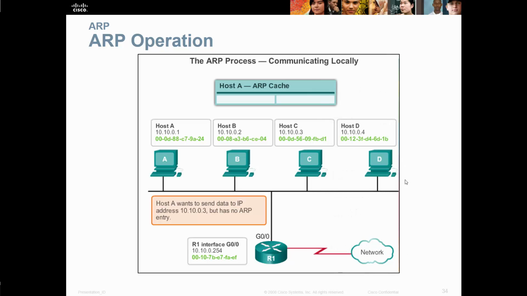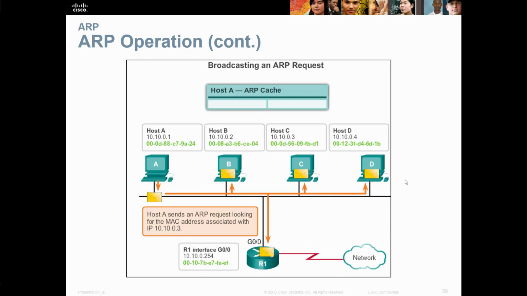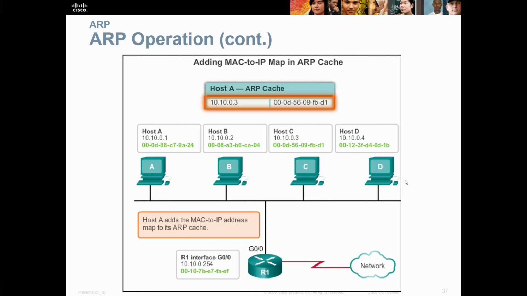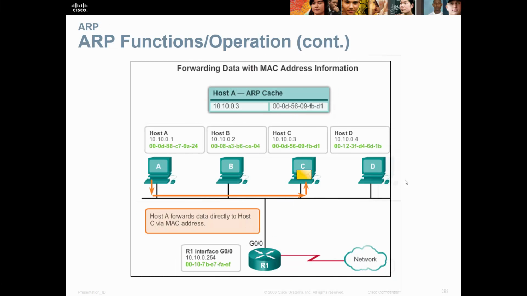So here's our table building. Host A, its ARP cache at the moment has nothing. It could send an ARP request, and it starts slowly building it with the reply of the MAC information. And so it starts building its cache, and it starts forwarding data with the MAC address information to the appropriate host. But as it starts learning more and more, it starts filling out its cache table.